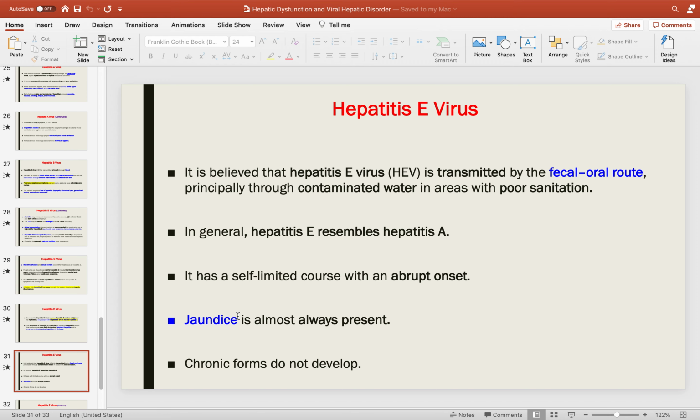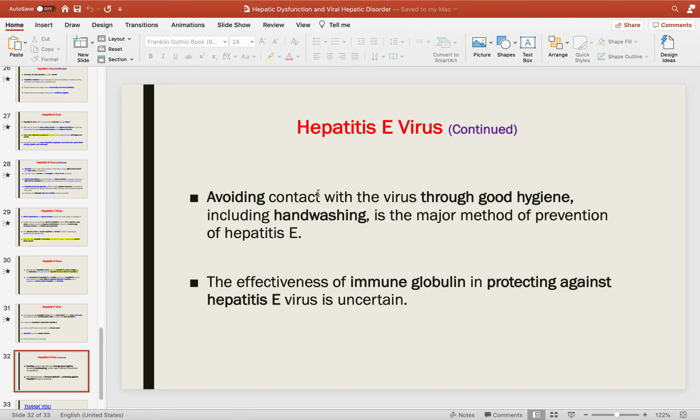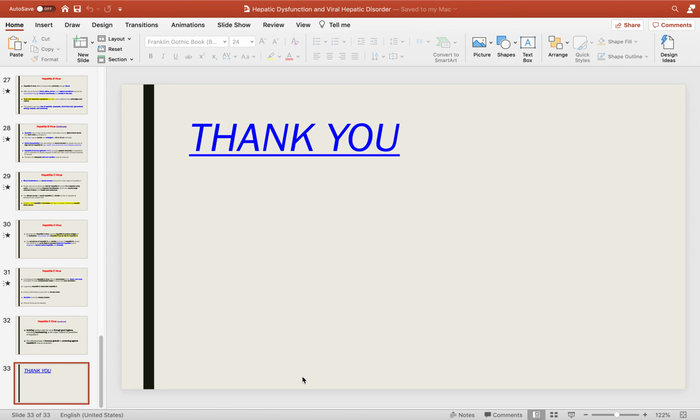It's also very important, as I explained, that avoiding contact with the virus through good hygiene, including hand washing, is the major method of preventing hepatitis E and also hepatitis A. So that is what you have to understand about it, and thank you for attending this lecture.